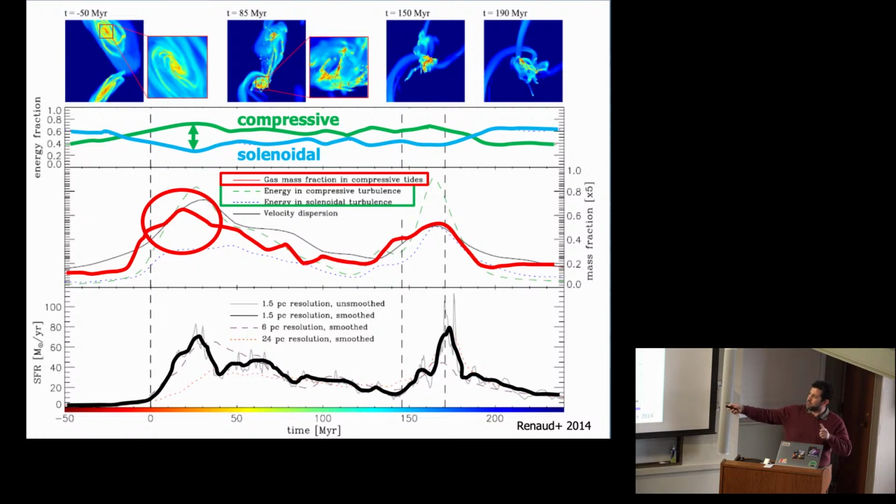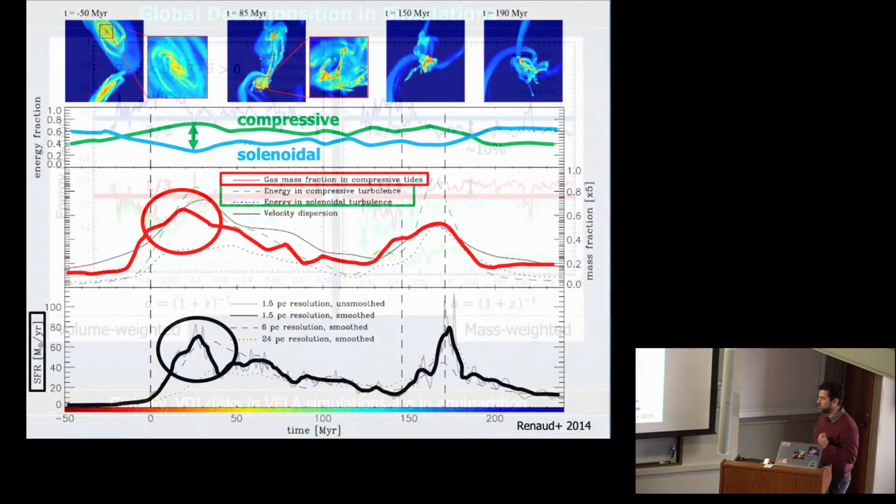No, I apologize. The other way around. The compressive tidal forces were caused by the merger. That caused the compressive to solenoidal mode ratio to flip, and that led to a burst in star formation. So compressive tidal forces as a result of a major merger led to enhanced compressive turbulence, led to enhanced star formation rate. Could that be what's happening in our simulations?